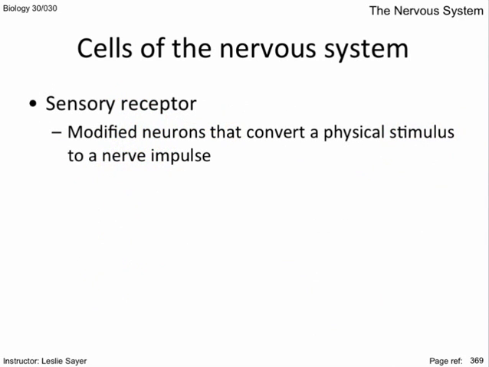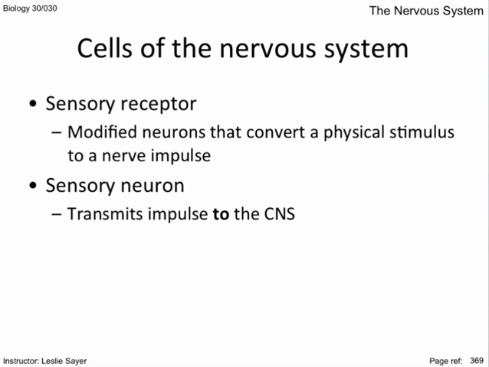So the sensory receptors then are modified neurons that convert a physical stimulus to a nerve impulse. This will be discussed a little bit more in the following chapter on sensory perception. Sensory receptors can be pressure receptors for touch, photoreceptors for vision, mechanoreceptors for hearing, or chemoreceptors for the sense of smell and taste, and so on.